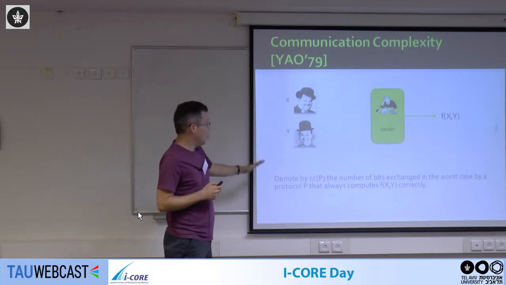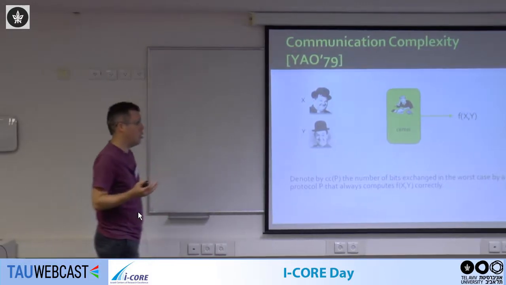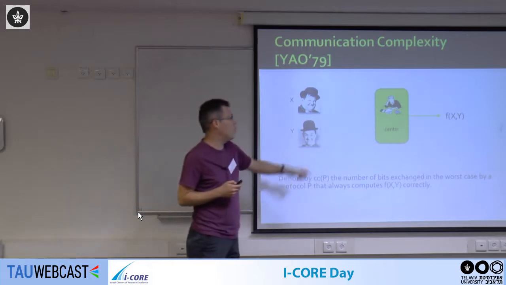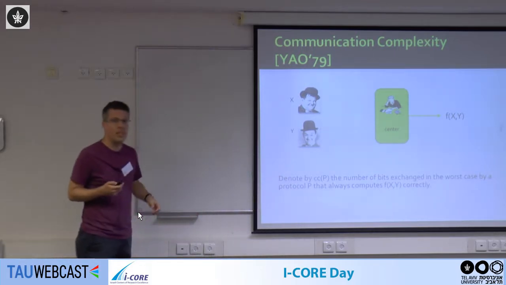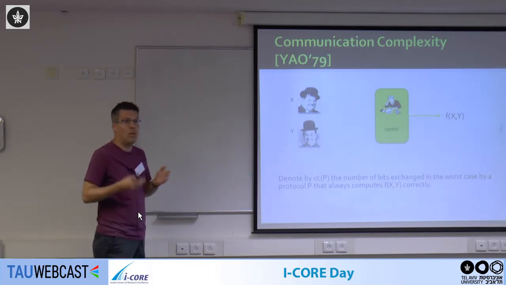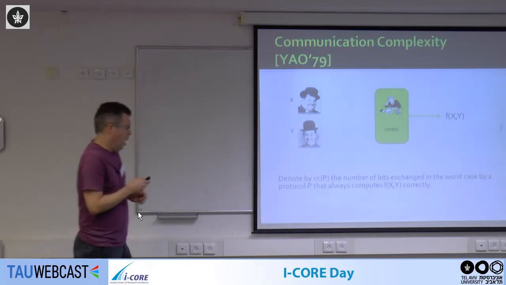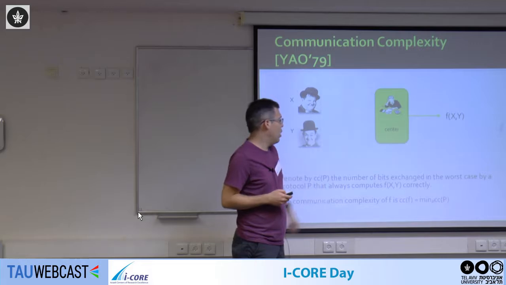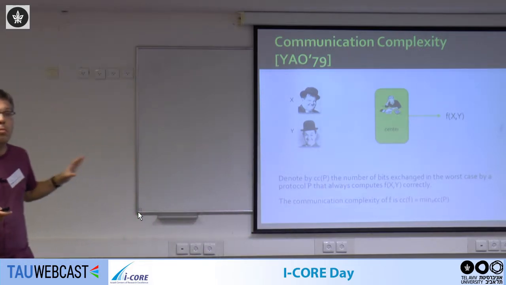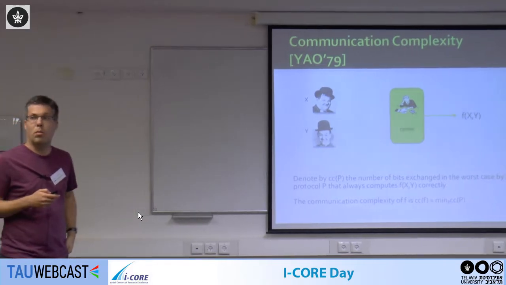Okay, so we're going to do the usual. We're going to use the standard definitions. We're thinking about a communication protocol. So CC(P) is going to be the number of bits that is exchanged in the worst case by a protocol P that can always decide f. Okay, can always determine whether x equals y, x is greater than y, and so on. And the communication complexity of a function f is the communication complexity of the best protocol that always correctly computes f. So this is actually the minimal number of bits that we need to determine f.